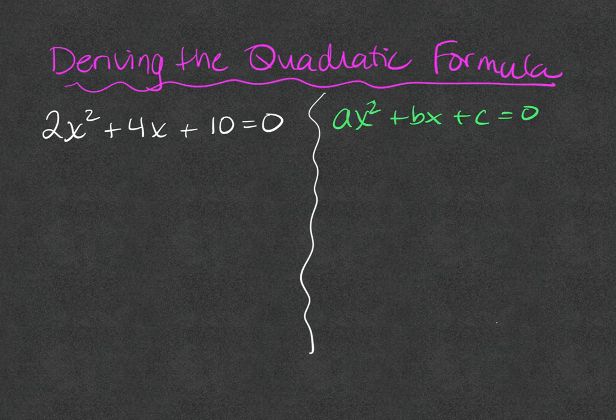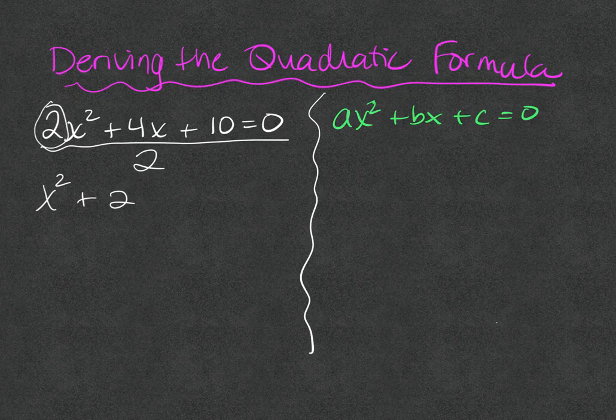So if we were doing the one in white here, this 2x squared plus 4x plus 10 equals 0, if I wanted to solve that with completing the square, I would have to have that 2 be a 1. So I have to divide everything by 2 to start out with. That's every term. So I would have x squared plus 2x plus 5 equals 0. So let's work side by side here.